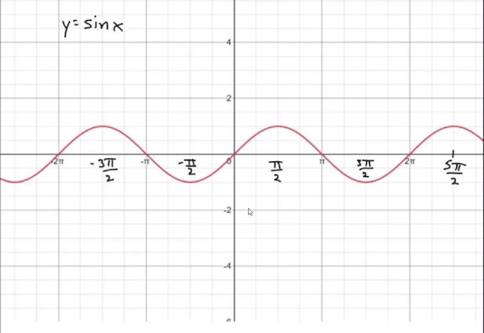Another thing to notice is that sine of 0 is 0, so we're starting at the origin here. We increase until we hit our maximum of 1 at x equals pi over 2. Then we come back down, we hit 0 again at pi, and we hit our minimum at 3 pi over 2, and that's at -1. And then at 2 pi, we get back to 0, and that starts the whole period all over again.